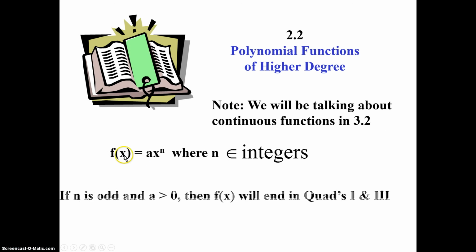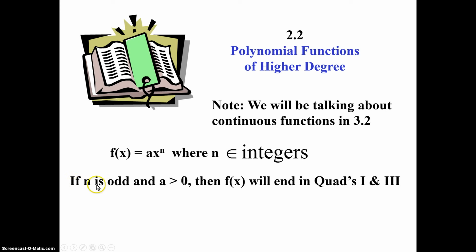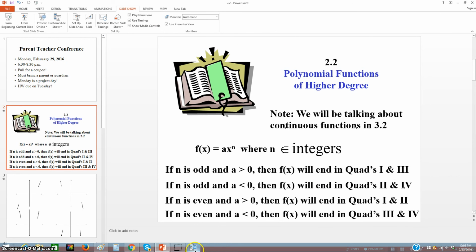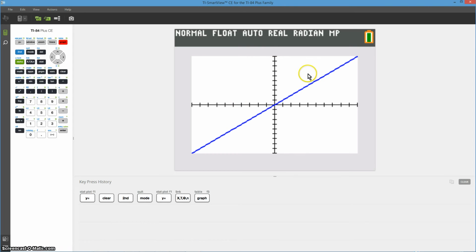All right, so we have it here. If N is odd and A is greater than 0, then the function will end in quadrants 1 and 3. Does that not prove what I just typed in the calculator? Is that true? Is it in quadrants 1 and 3? Yes, that is true. All right. Okay. So let's do another one.